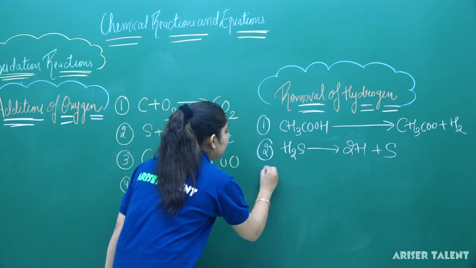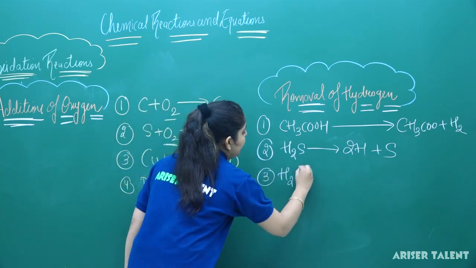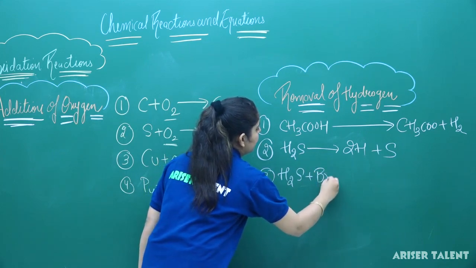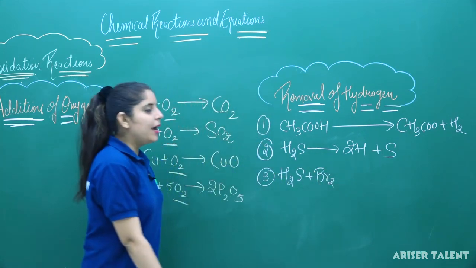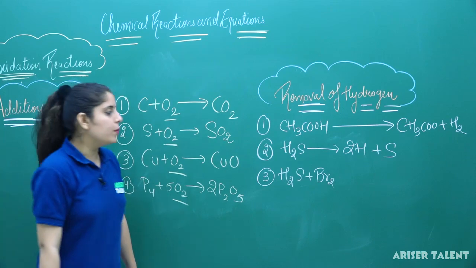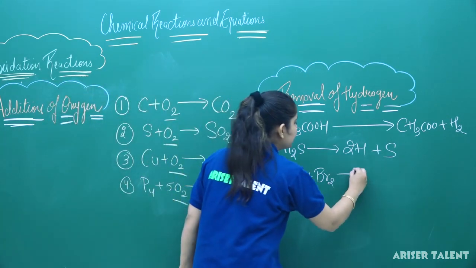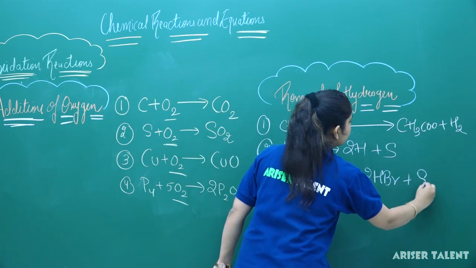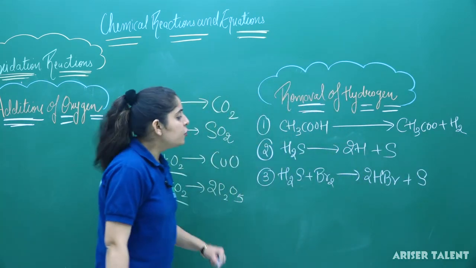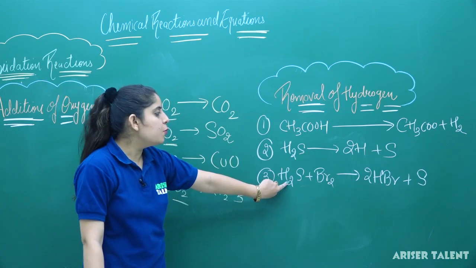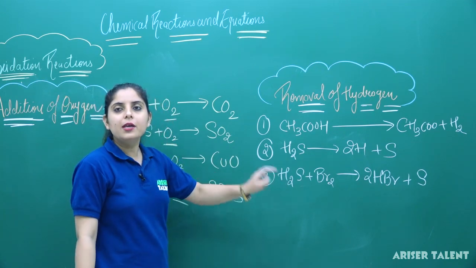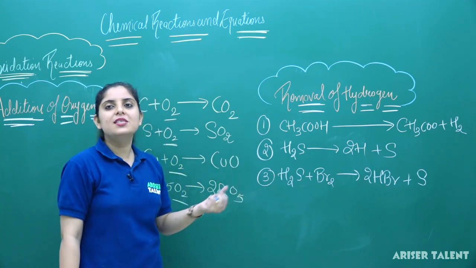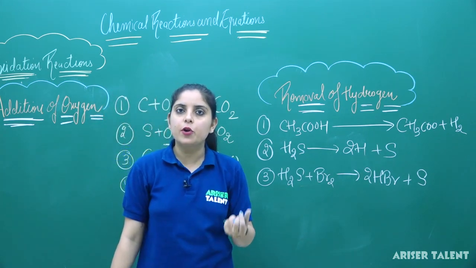Let us consider the third example, H2S plus Br2. Suppose hydrogen sulfide is added to bromine. So what will be the reaction taking place? You will get 2HBr and sulfur is going to be eliminated here. So you can see that hydrogen is removed from a reaction. So if there is a removal of hydrogen, you can say that the oxidation reaction is going to occur here.